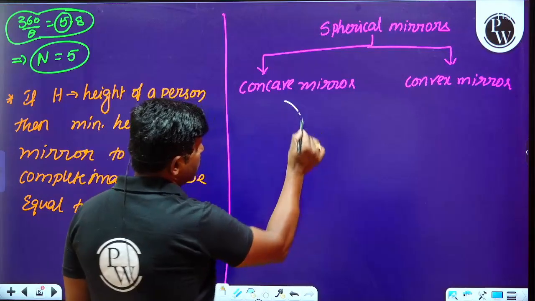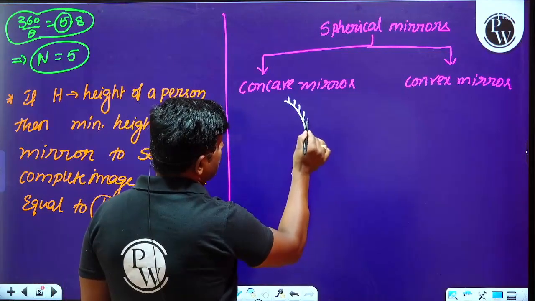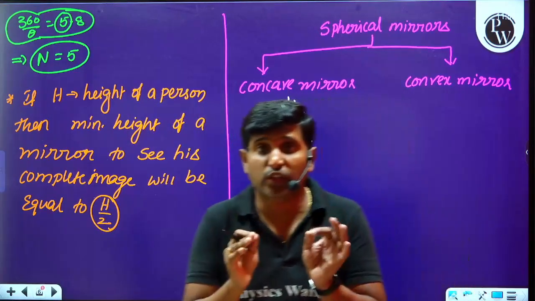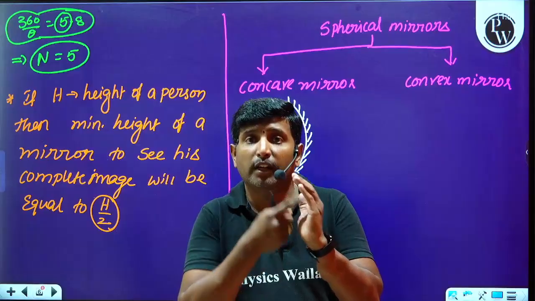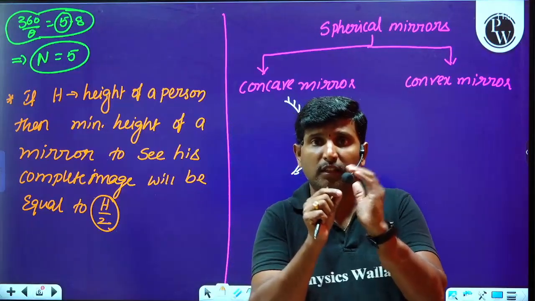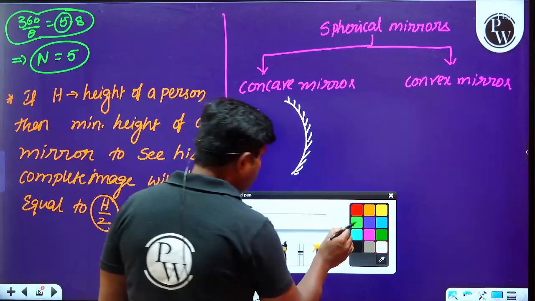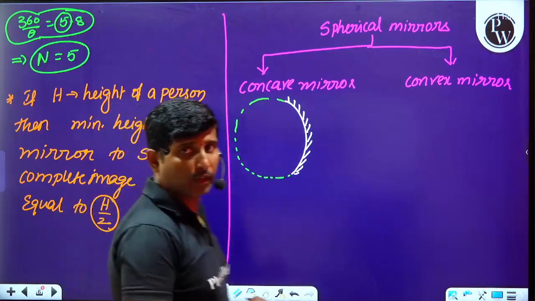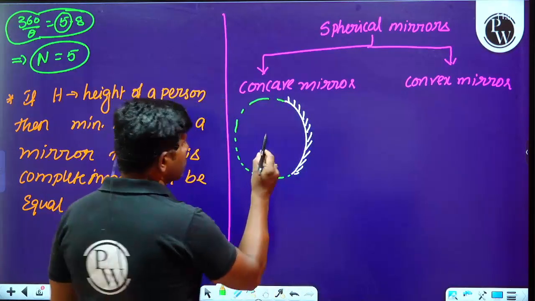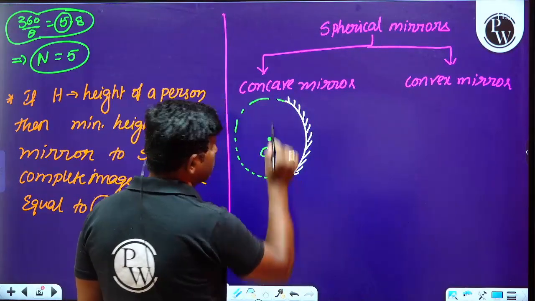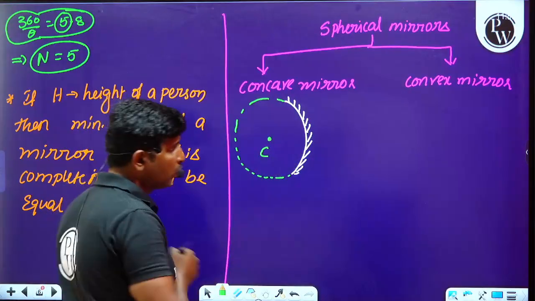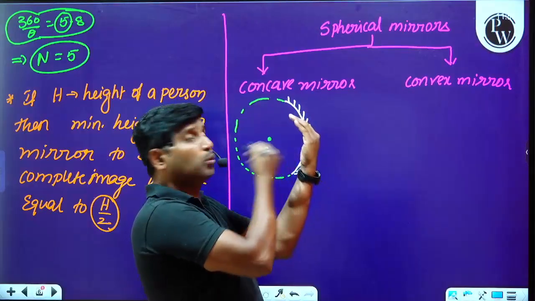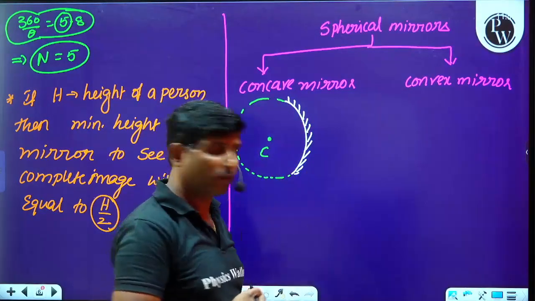So please observe this. What is a concave mirror? How can we define this concave mirror? It is a spherical mirror in which the reflecting surface is towards the center of the sphere. So please observe this. What is a spherical mirror? It is a part of a sphere in which the mirror is curved. So observe this. This is the center. This is called a concave mirror. The mirror in which the reflecting surface is towards the center, we can say.